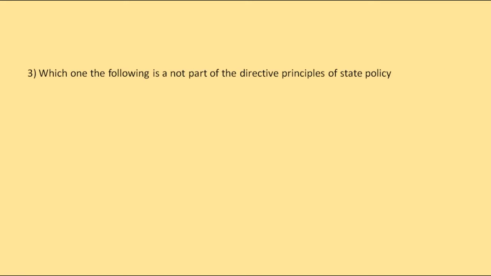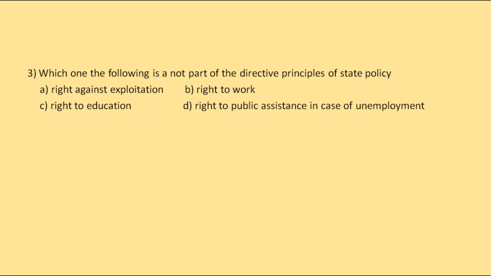Then, which one of the following is not a part of the directive principles of state policy? Right against exploitation, right to work, right to education, right to public assistance in case of unemployment. So the correct option will be right against exploitation.